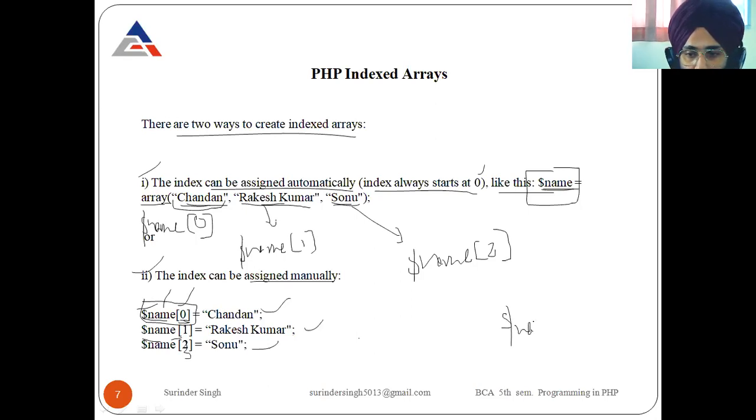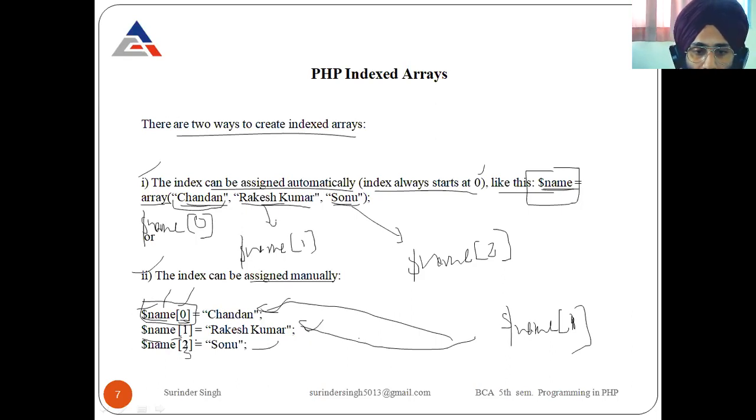When we print name 0, it will print this value Chandan, clear. When we print name 1, then it will print Rakesh Kumar, because at index 1 the value stored is Rakesh Kumar, clear.